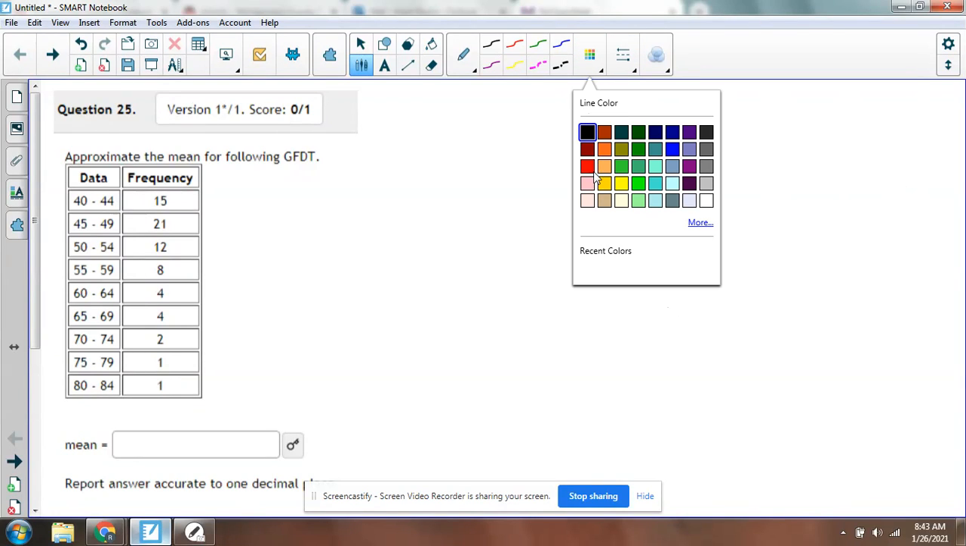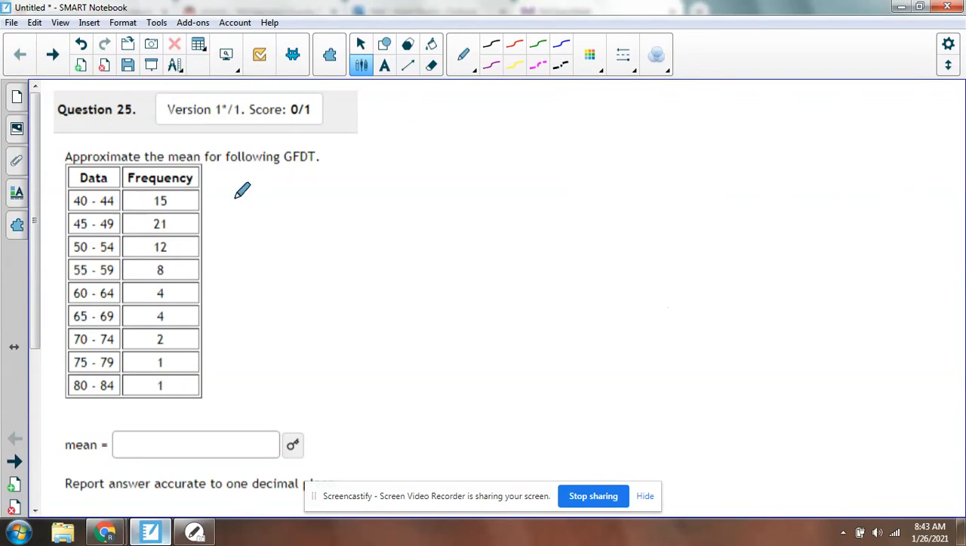This question says approximate the mean for the following grouped frequency distribution table. Whenever you're given a range and it says there are 15 things in this range, we're going to assume every single one of these 15 things is the midpoint of this range. So every single one of these 15 things is the number 42. Every single one of these 21 things is the number 47, 52, 57, 62, and so on.